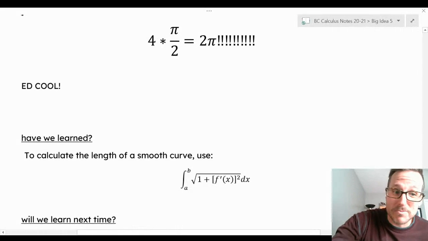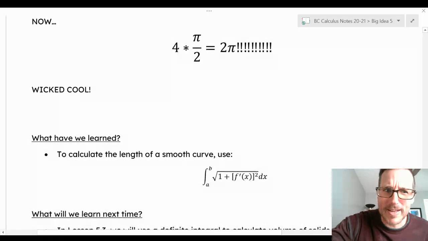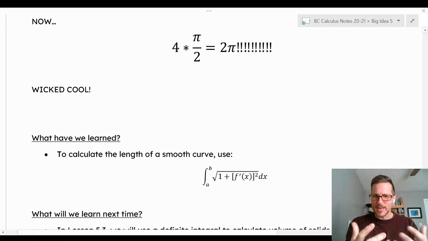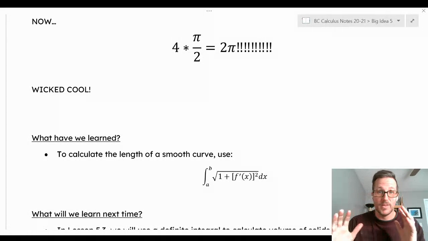How do you find the length of a smooth curve? You already know it because you heard it already. It's the integral from a to b of the square root of 1 plus the derivative of the function squared.